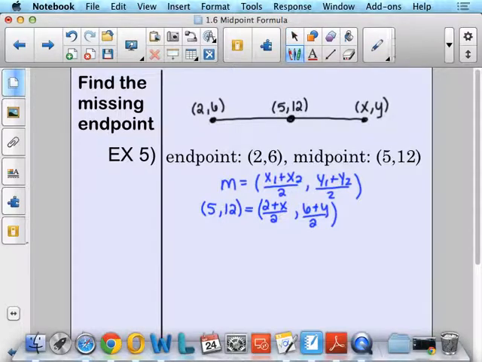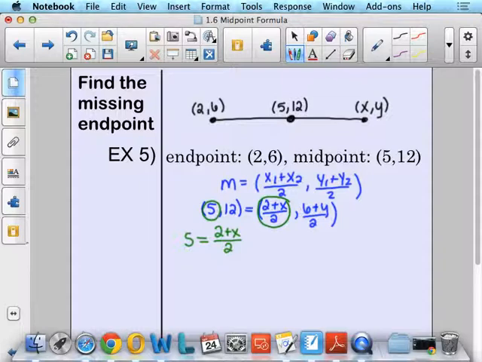If we start by solving for X, here 5 is in the X place. On the right-hand side of the equation, (2 + X) divided by 2 is also in the X place for the coordinate point. So that means those two are equal. So we're going to have 5 is equal to (2 + X) divided by 2. And then from here, I'm going to solve for X.